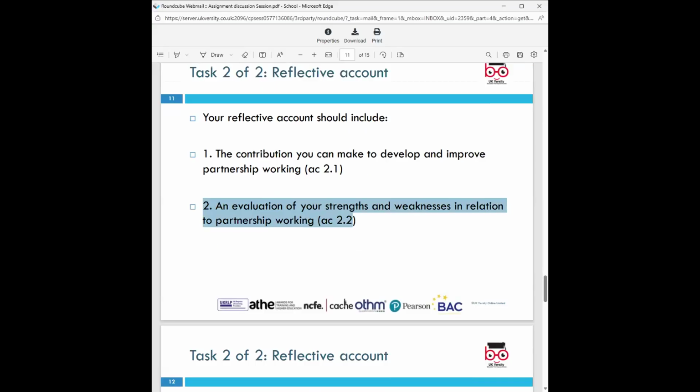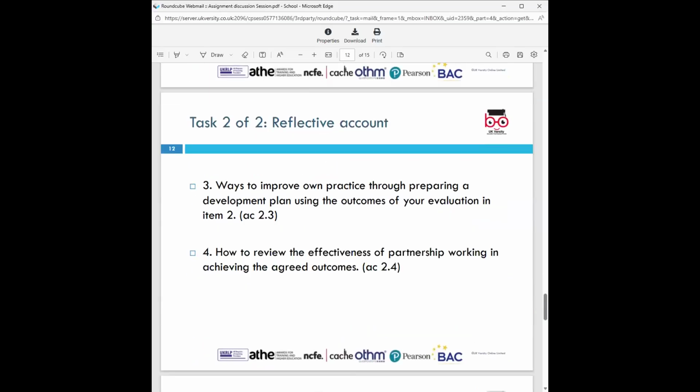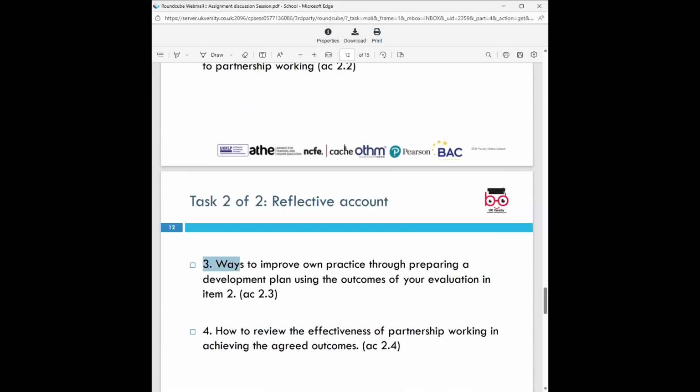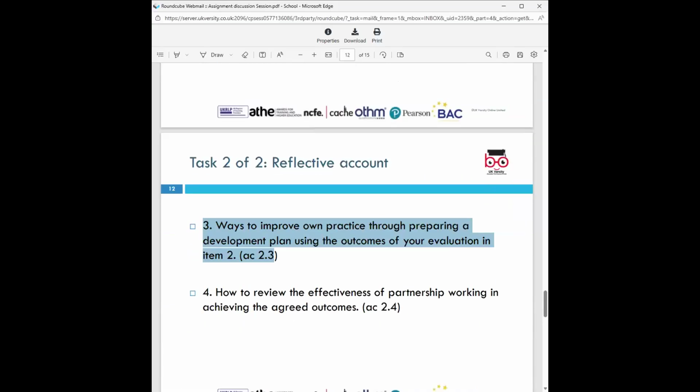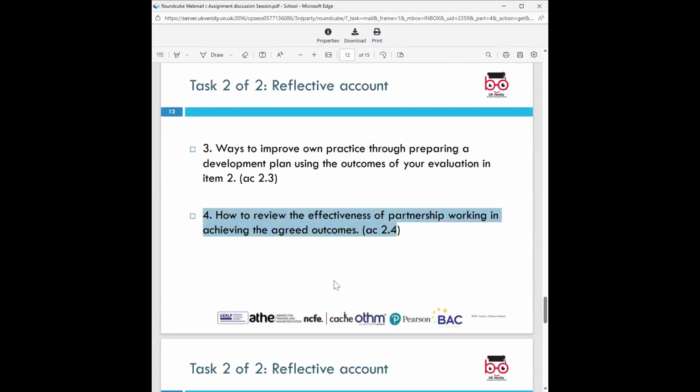Yes, please. Yes. So you could look at that. That would be learning outcome 2, 2.2. Okay? Okay. Then you go on to, so in learning outcome 2, there's 4 parts. So the third part is ways to improve your own practice through preparing a development plan using the outcomes of your evaluation in item 2. So here you will look at AC 2.3. Okay? And that's learning outcome 2. Then the fourth bit of task 2, you will review the effectiveness of partnership working in achieving the agreed outcomes. And that's AC 2.4.